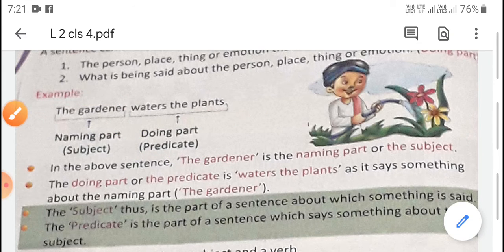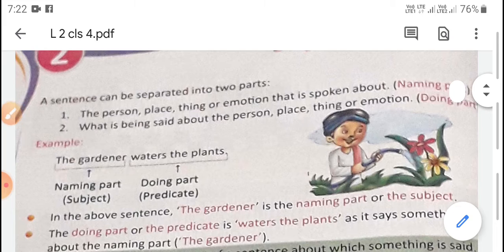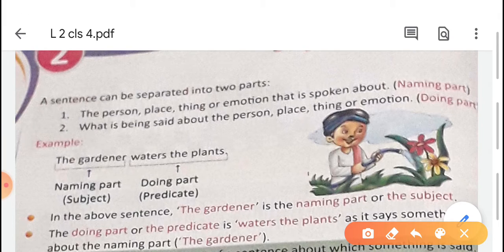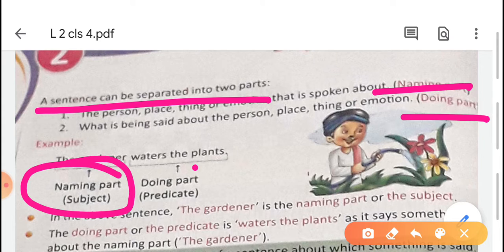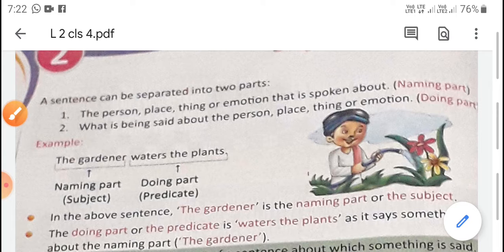So once again, a sentence can be separated into 2 parts. They are naming part or a doing part. Naming part we can say subject, doing part we can say predicate. About whom we are talking in a sentence, that is subject. About the subject what we are talking, that is called a predicate.